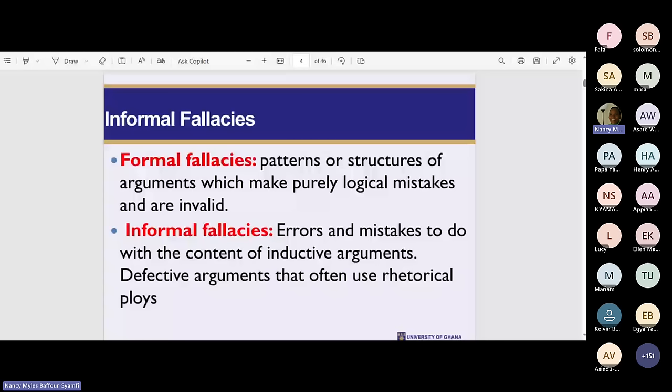Informal fallacies are not appealing to any form. There isn't any deductive pattern. That's why it's not a matter of validity or invalidity here. It is a matter of whether you've given good enough grounds, even in that inductive reasoning, for the claim you are making. Okay? So we say you are either manipulating language or diverting our attention.